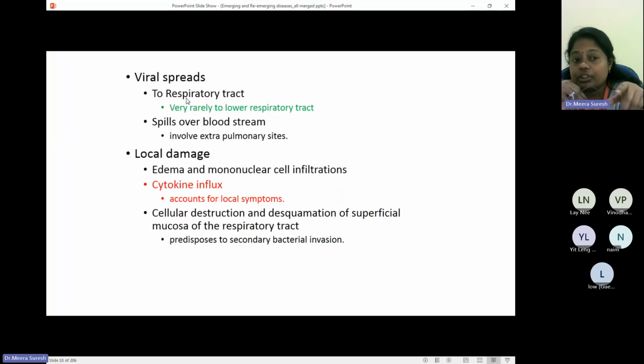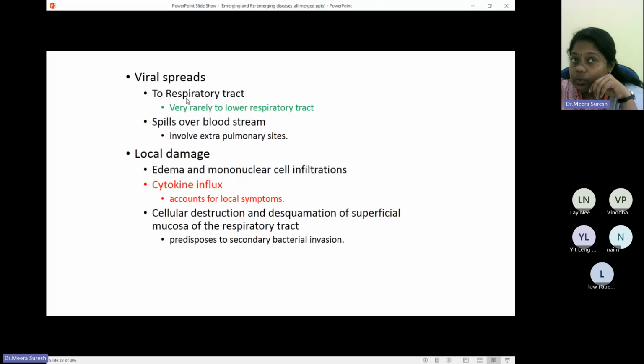The most important feature in case of influenza will be local damage, the local upper respiratory tract damage. There will be edema and mononuclear cell infiltration, which shows pathologically the signs of acute inflammation. Then there can be cytokine influx, and that is the main reason for local symptoms. Now, when I say cytokine influx, if you remember, we have to deal with coronavirus in coming slides.